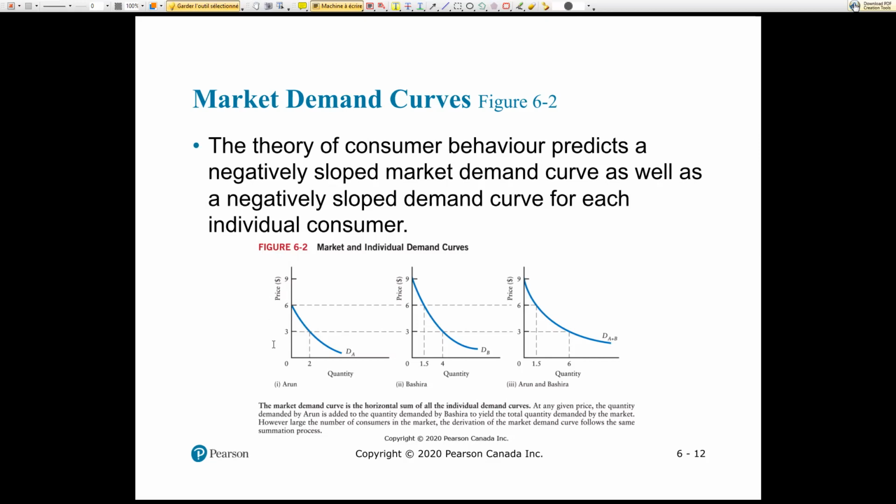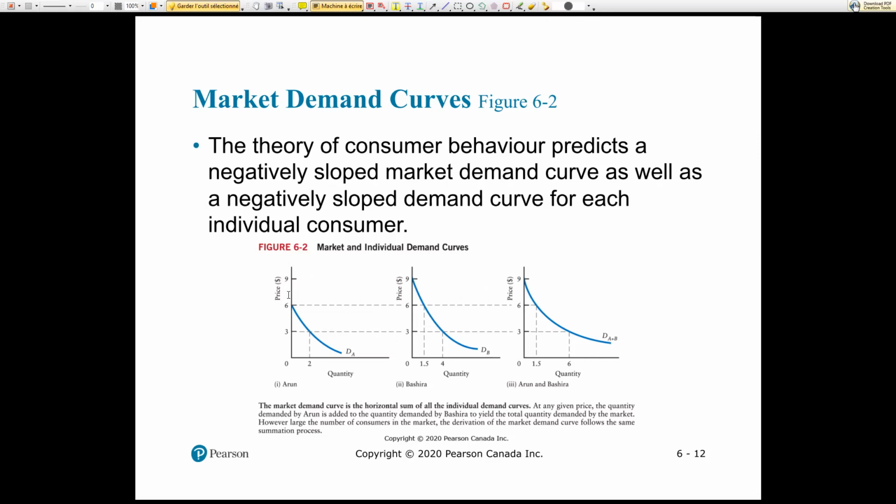But what you have to understand is that the price is here and the quantity is here, and what I'm doing is aggregating behavior at the market level. Well, I'm adding up quantities together. For instance, if the price is 9, how many units are going to be consumed in the market? Imagine a market of just two consumers, Arun and Bashira. The price is 9. Arun consumes 0. Bashira consumes 0. So the total demand in the market is 0.